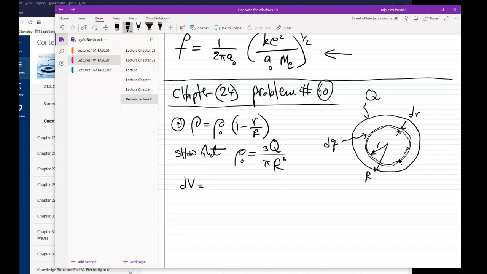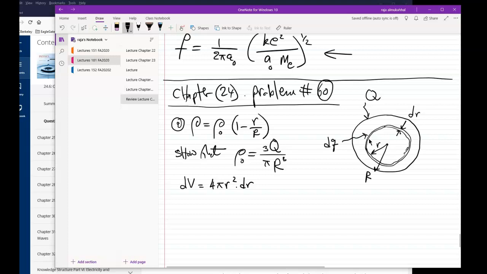Well, it's basically the surface area times the thickness, right? It's the surface area of the spherical shell times the thickness, which is dr. So the surface area of a sphere is 4 pi r squared times the thickness dr. So that would be the differential volume. Make sense?